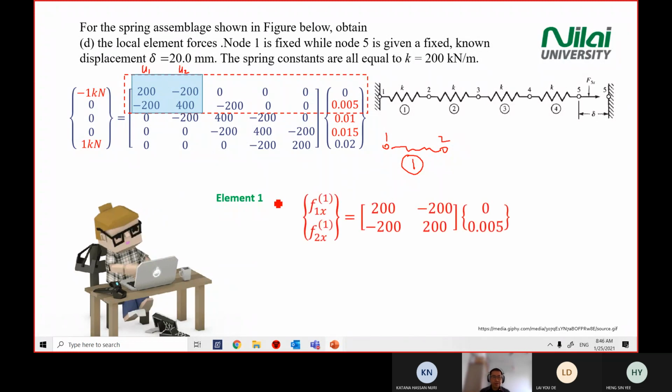So you pull out the data from your matrix, then you modify it a little bit. This becomes small f. So you write small f. 1 means it refers to element 1, and then this one is 1x. This 1x means point number 1 in the x direction. F2x means point number 2, or node number 2, in the x direction, and again we are looking at element 1. You pull the matrix from the global matrix here, and the displacement also you copy.